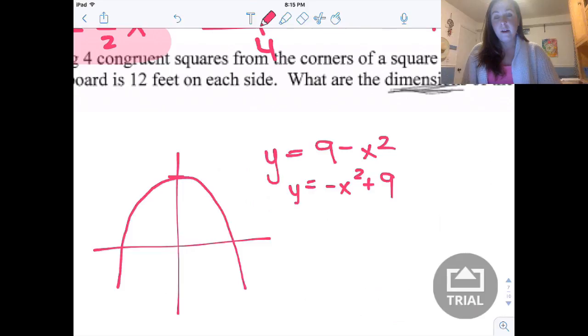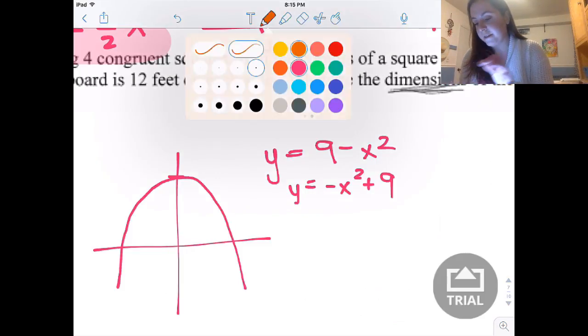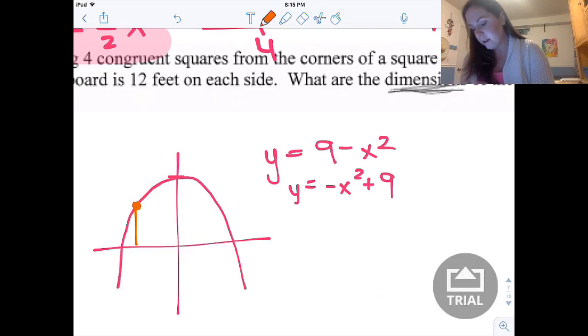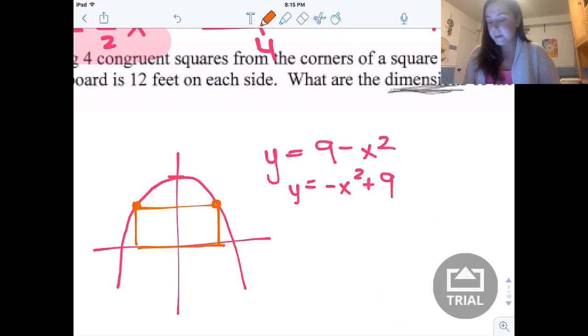It's an even function. So what I want is I have this rectangle that is inscribed in there, and I want to know the maximum area of it, let's say. So I need a function for area.